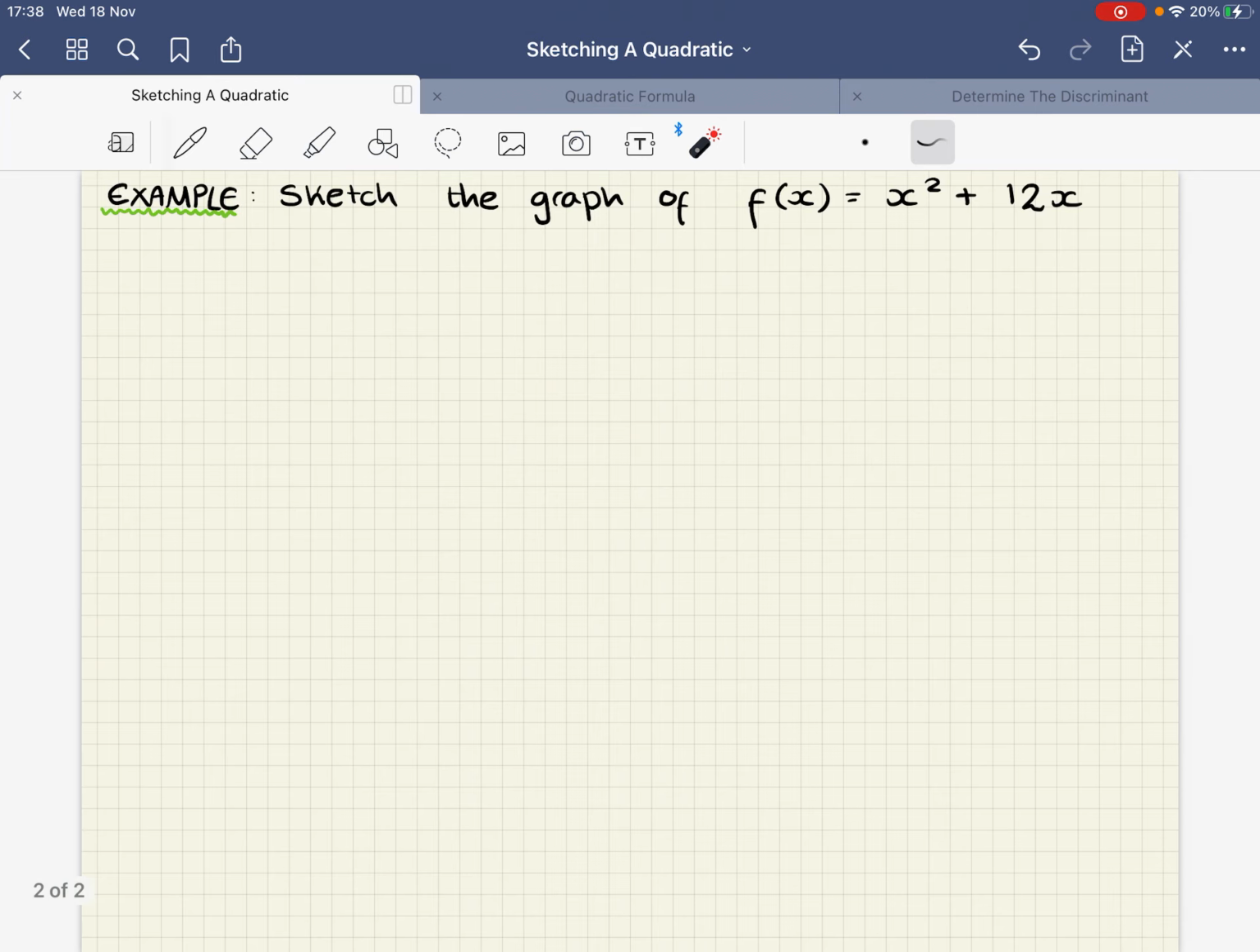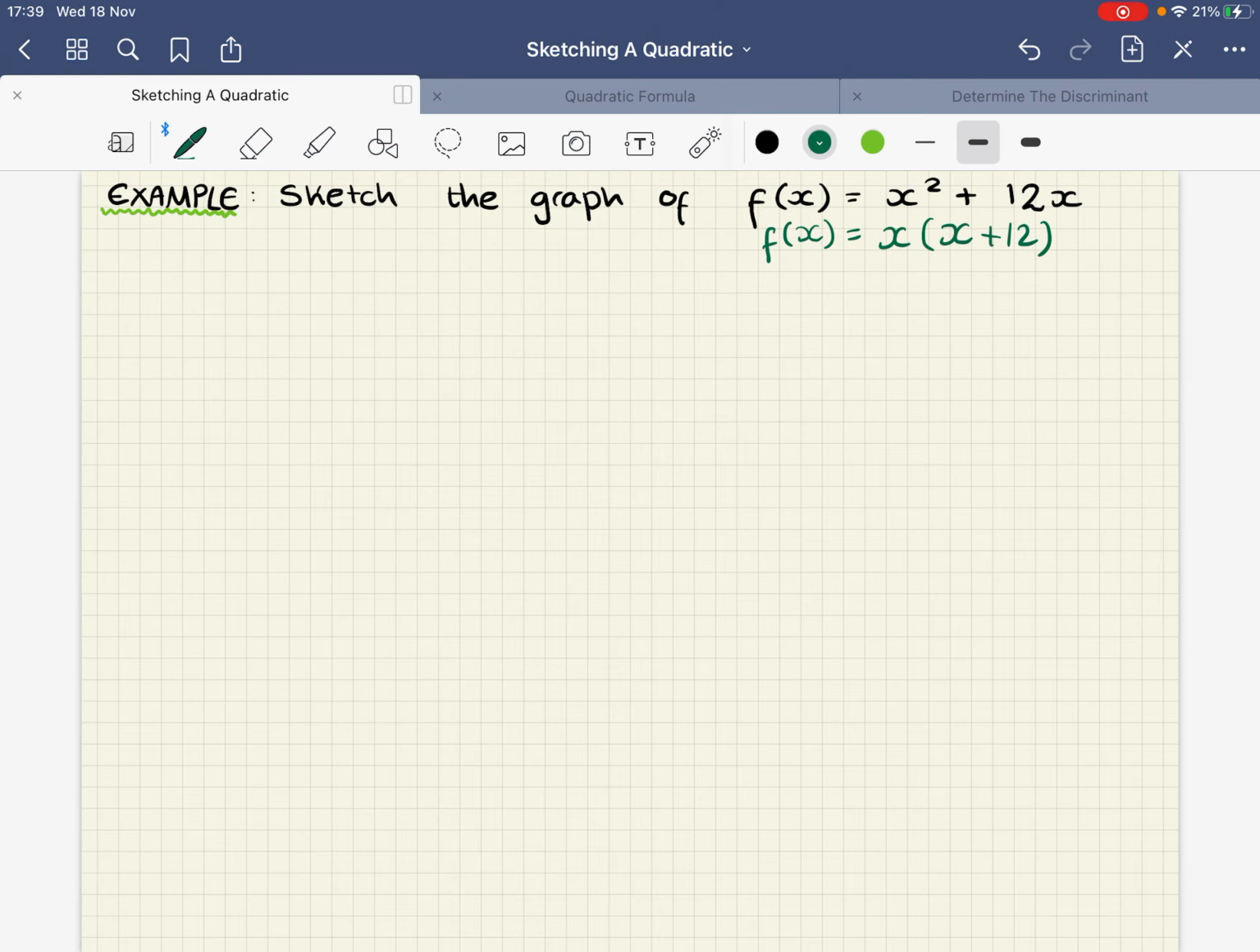So here I've got a sketched graph of f of x equals x squared plus 12x. It's still asking me the same stuff as before. I want my roots, y-intercept, turning point, and axis of symmetry. But one thing I need to do here is factorize. So I've got my f of x, and there's a common factor, which is x. Inside the bracket is going to be x plus 12. So that's what I'm going to be working with.